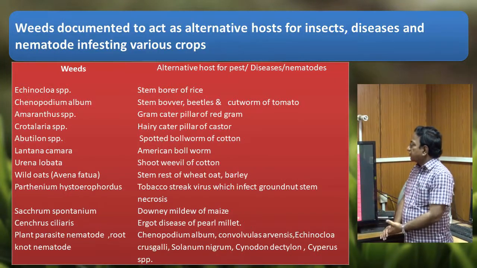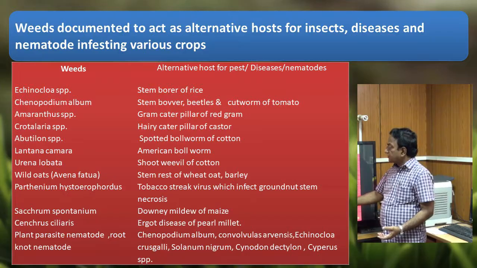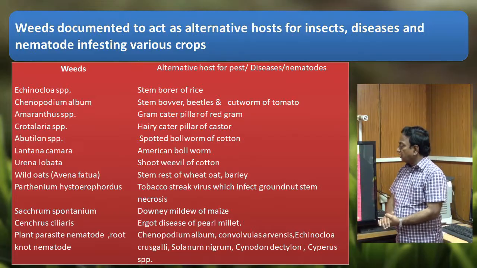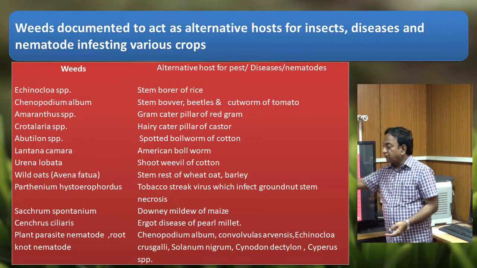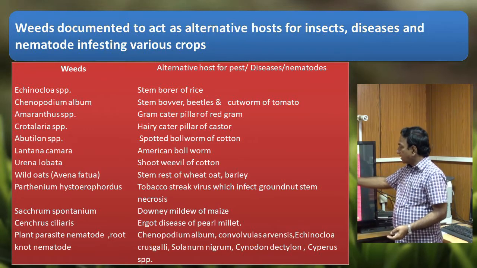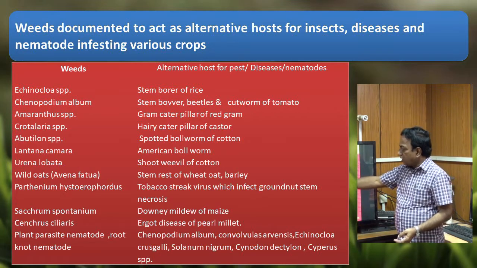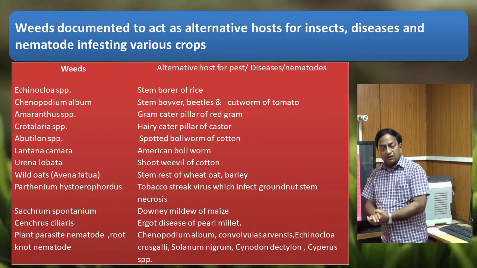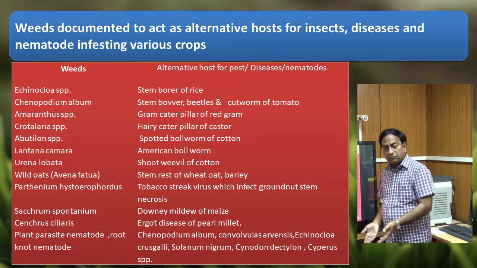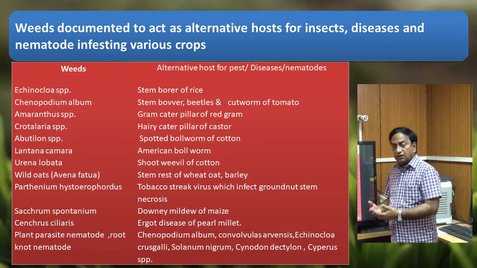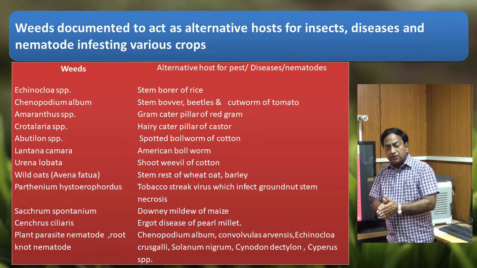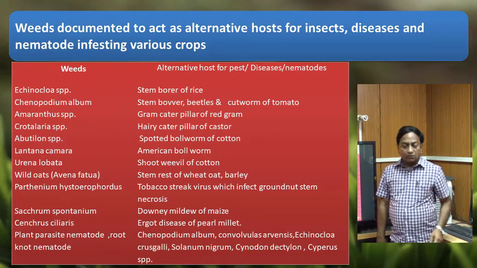Now, weeds are documented to act as hosts. There are various insect pests and diseases which are very host specific. For example, Echinochloa is very host specific for stem borer of rice. Similarly, Chenopodium album for stem borer, beetles and cutworm, and Amaranthus, Crotalaria, Abutilon. So these are various weeds over which these pests lay their eggs, as well as survive. And once these weeds are present in the field, they also affect the main crop of the field.